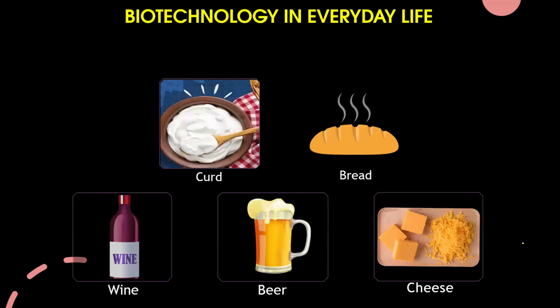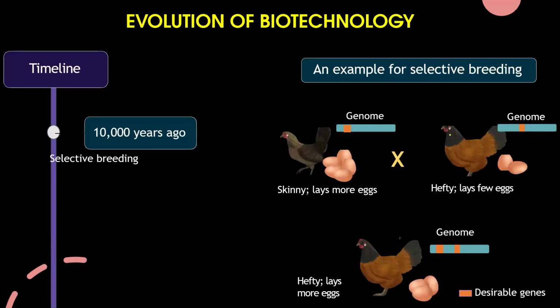Okay. So how did biotechnology start? First, we use biotechnology in everyday life. For example, in the production of different products like curd, bread, wine, beer, cheese. All these use biotechnology principles. So how did it start?